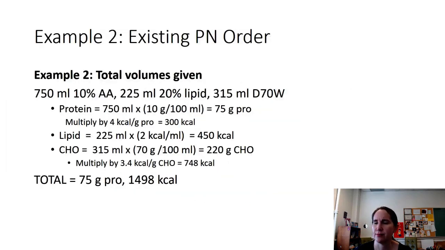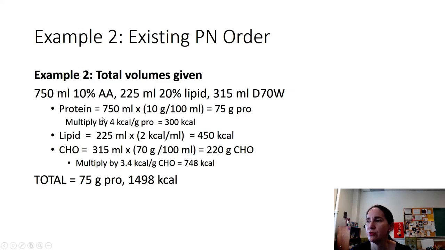In our second example, we have an order that's given not as a 2-in-1 solution, but it's actually separately listing the amino acids and the dextrose. So it's a bag of 70% dextrose, which is one type of standard dextrose solution, and a bag of 10% amino acid, and then you might mix those two together to make a 2-in-1.